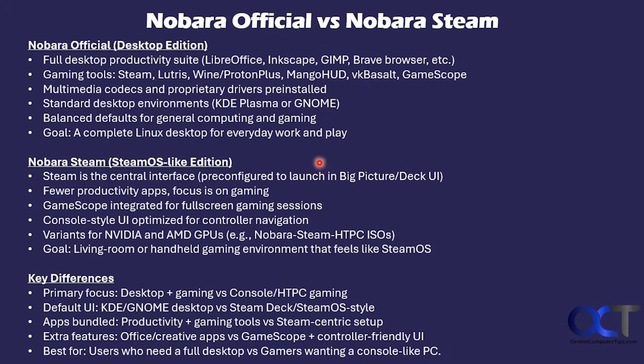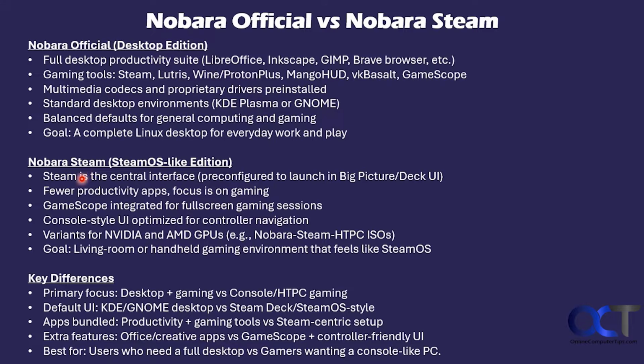All right, so these are the two we're going to be showing you. What's the difference between the official and the Steam version? Here's the official, which comes with a desktop productivity suite such as LibreOffice, GIMP, Brave. It has some gaming tools, Steam, Wine, Proton Plus. It will come with multimedia codecs and proprietary drivers pre-installed. You'll get the standard desktop environment, such as KDE Plasma or GNOME, depending on which one you download. And overall, it's good for general computing and basic gaming. So it's a complete Linux desktop for everyday work and play.